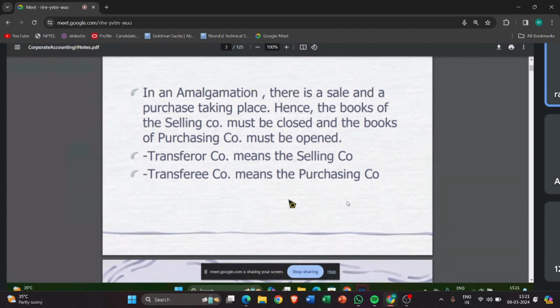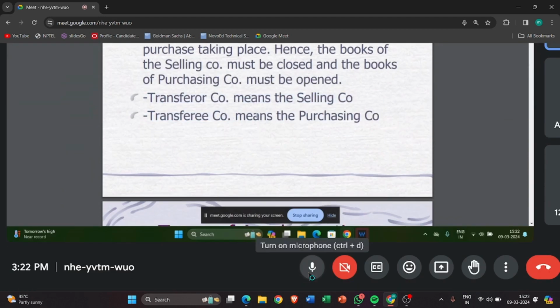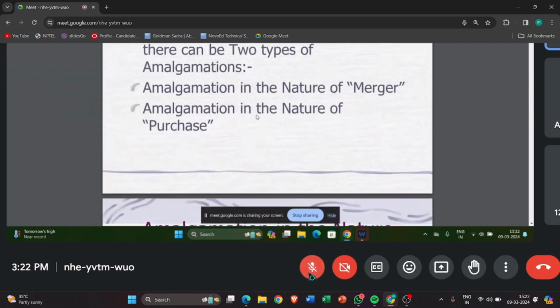In the second case, that is, in case of takeover or purchase, there's only one company which is selling. A Limited is selling its business, B Limited is purchasing A Limited. So A Limited is called the transferor company, B Limited is called the transferee company. Did you understand the types? Got the scenario, everyone? Yes, ma'am. Amalgamation when it is a merger, and amalgamation when it is a purchase. Got it? Yes, ma'am. Yes, sir.